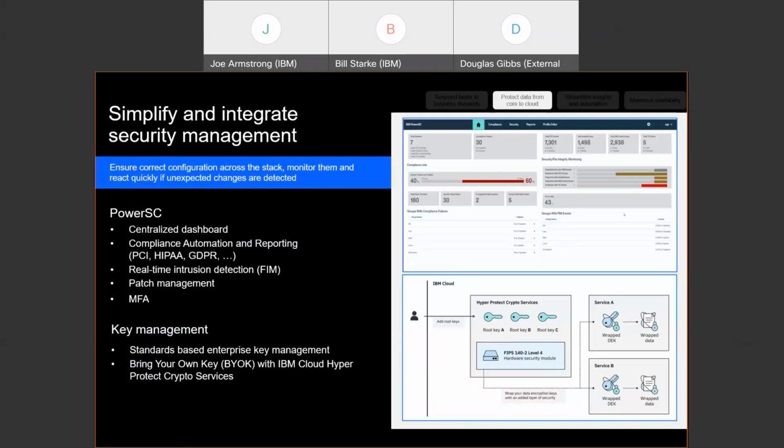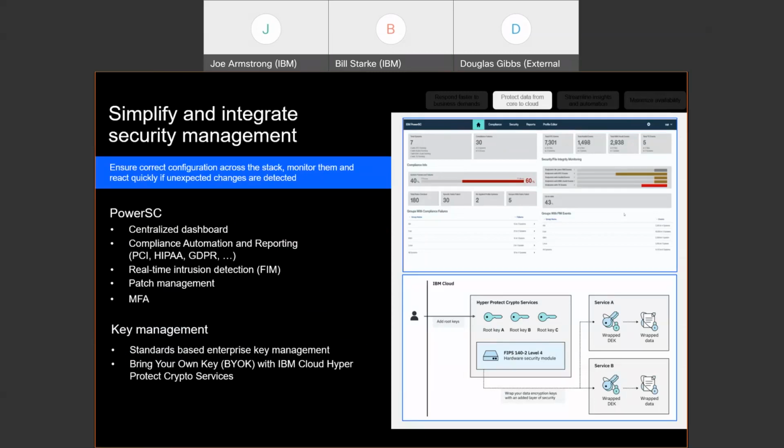For management, we have PowerSC, our Power Security and Compliance software that sits on top of the Power solution stack. It provides features such as compliance automation. We can do various industry standards, real-time file integrity monitoring, the ability to report security audits, patch management, trusted logging, and other things. We really need to do a whole session on PowerSC.